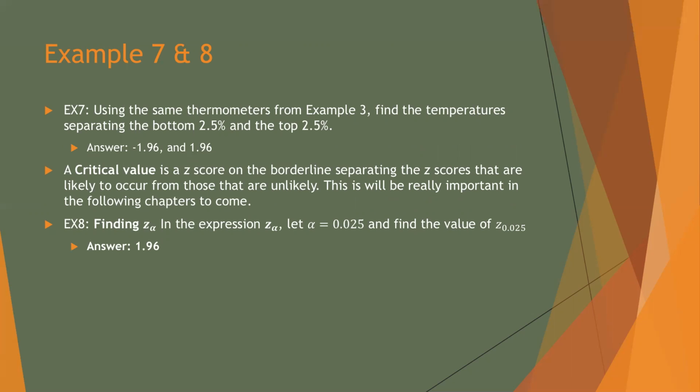And now, a critical value is a z-score on the borderline, separating the z-scores that are likely to occur from those that are unlikely. So this is basically where we're going to start defining that unusual, unlikely value, whatever value we define as being our border or critical value.